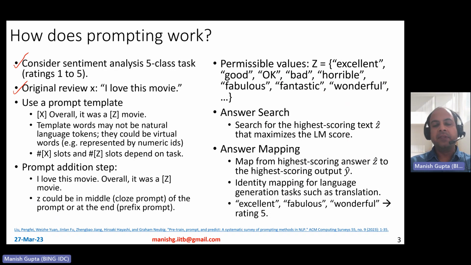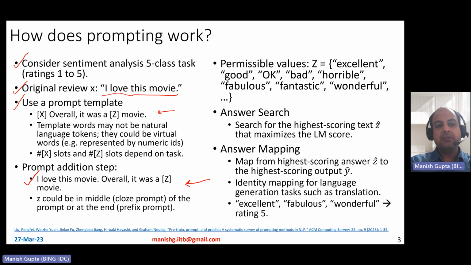So if you want to tell the language model, hey, do sentiment analysis, the way you would do that is to first use a prompt template. You would basically use a prompt template of this kind, which has X and Z placeholders, where X stands for the input and Z stands for the expected output. For example, "X. Overall, it was a Z movie." Now, for this particular case, you would consider "I love this movie" as X, and therefore the prompt template, when applied to this input, would look like this: "I love this movie. Overall, it was a Z movie."